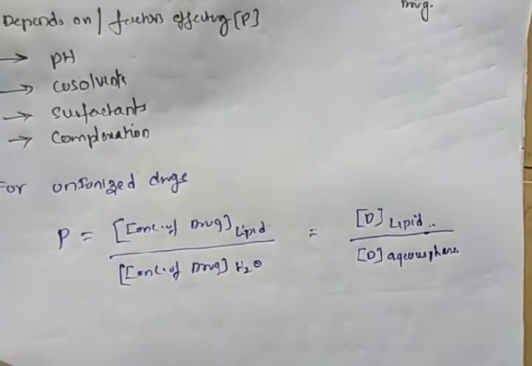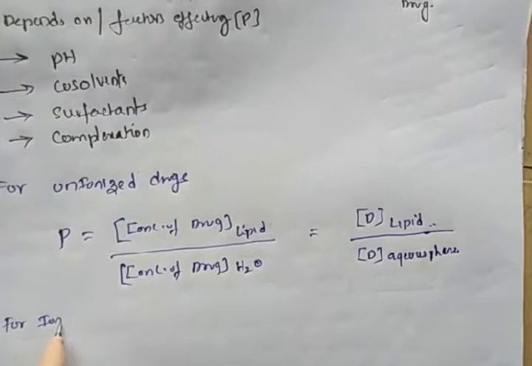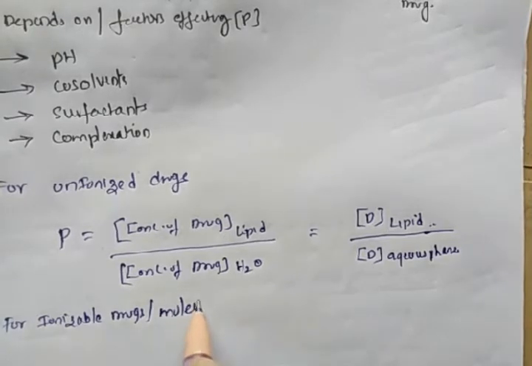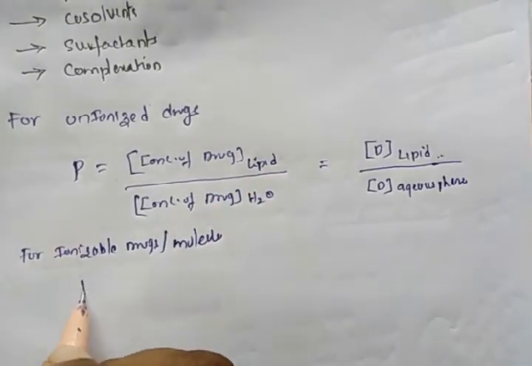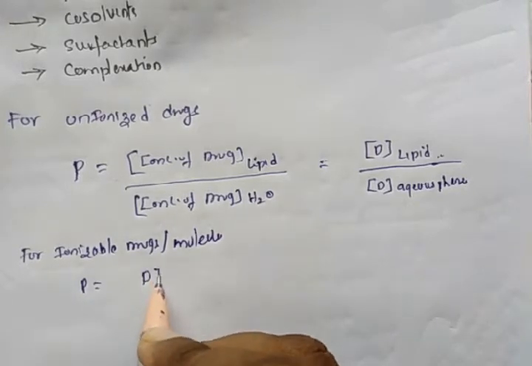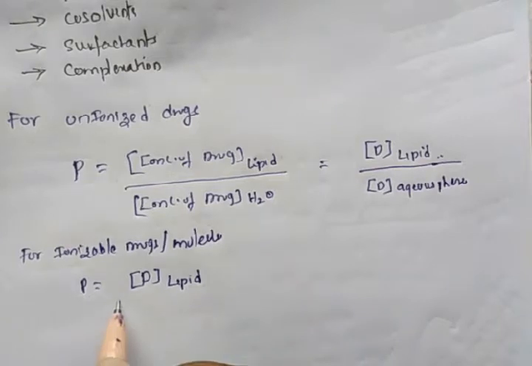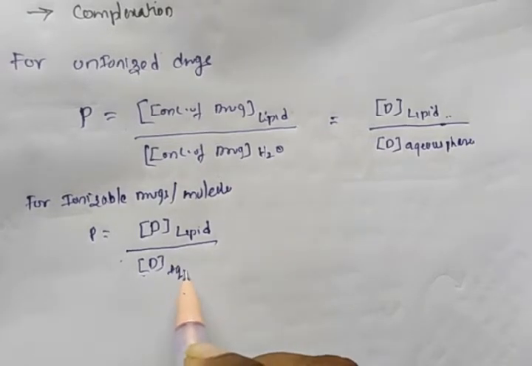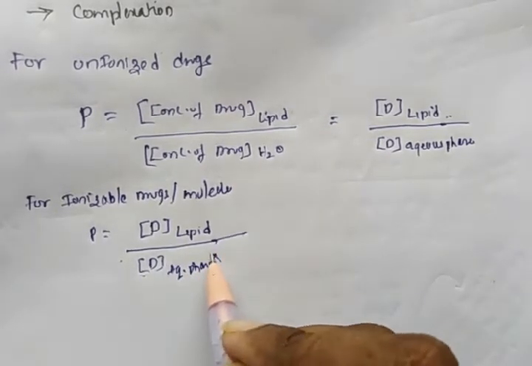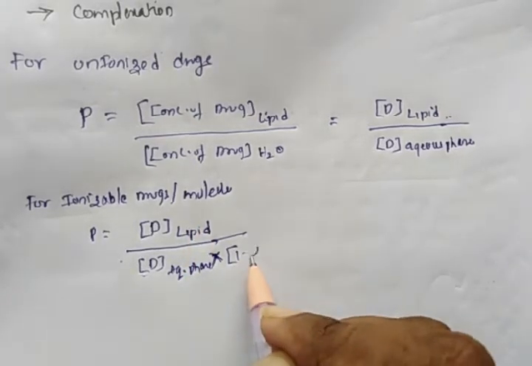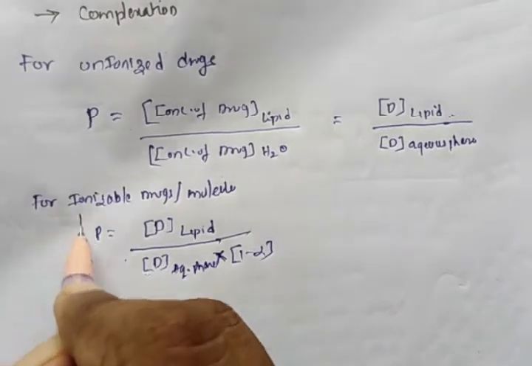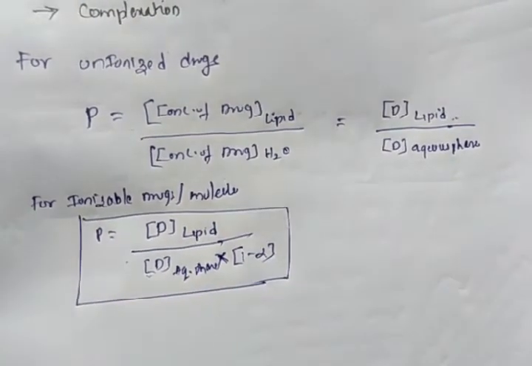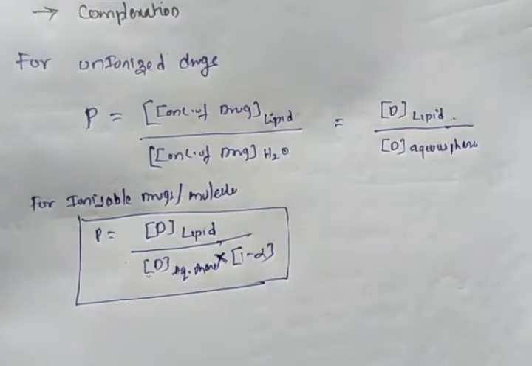For ionizable drugs or molecules, the value of the partition coefficient P is equal to the concentration of the drug in lipid phase divided by the concentration of the drug in aqueous phase, into 1 minus alpha.